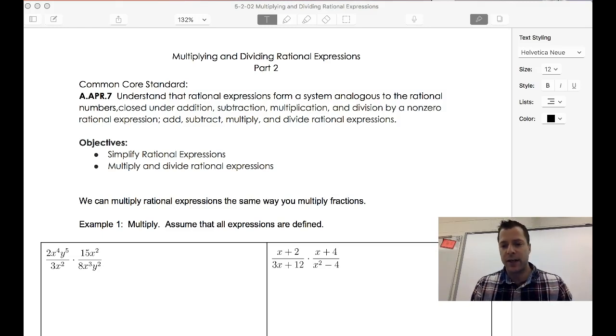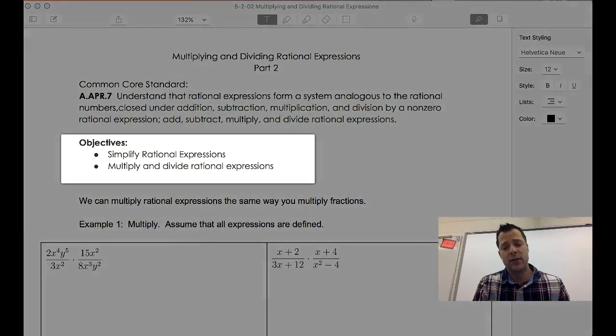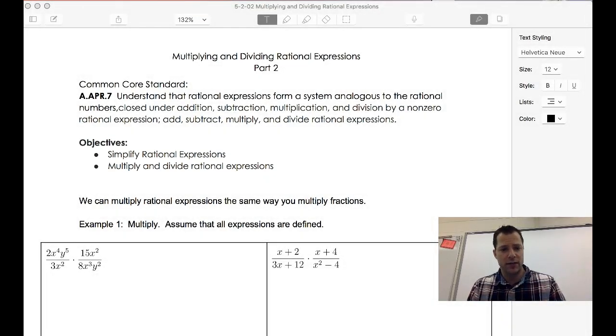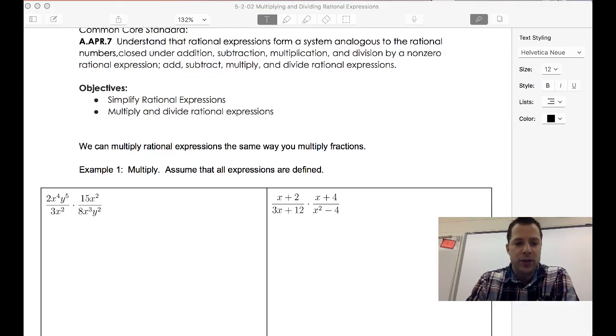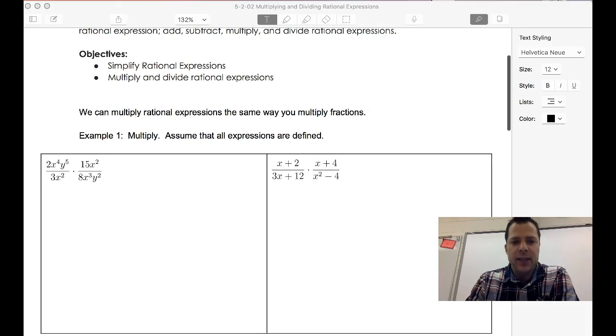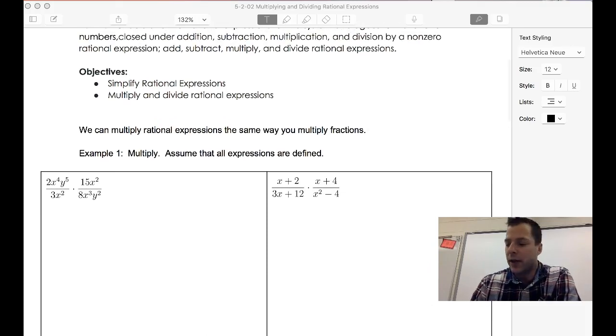So we've already simplified them, and so now what we're going to do is add operations, and then we're going to combine that with simplifying rational expressions. So it's a new objective, multiplying and dividing rational expressions, but you're also going to use simplifying from the previous video. Okay, so we can multiply rational expressions the same way that you multiply fractions.